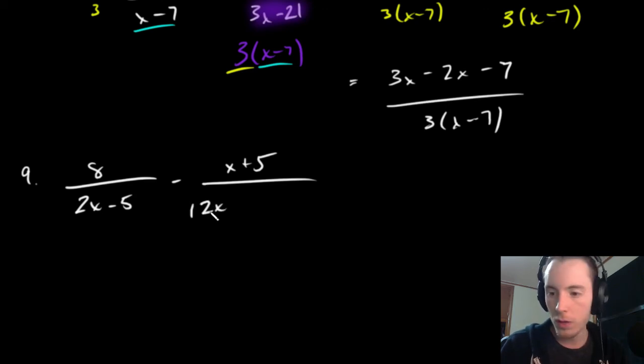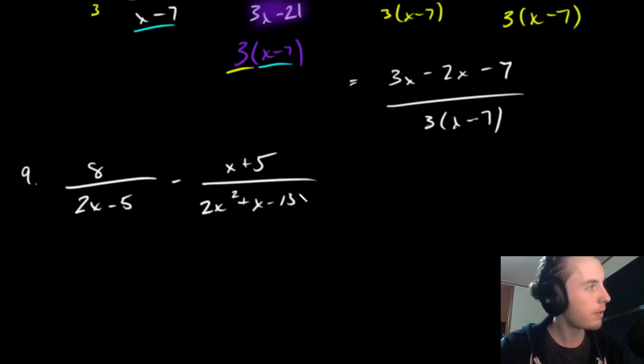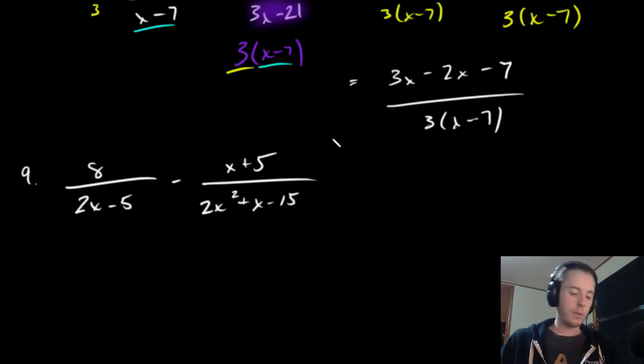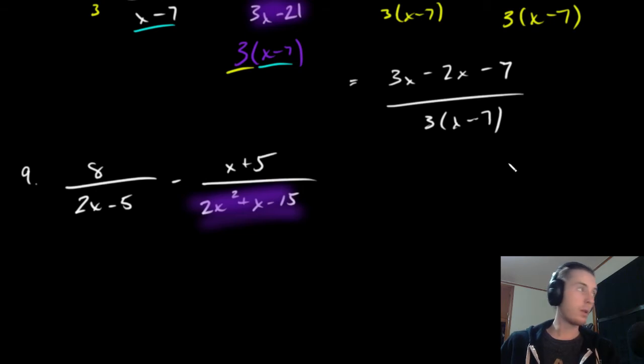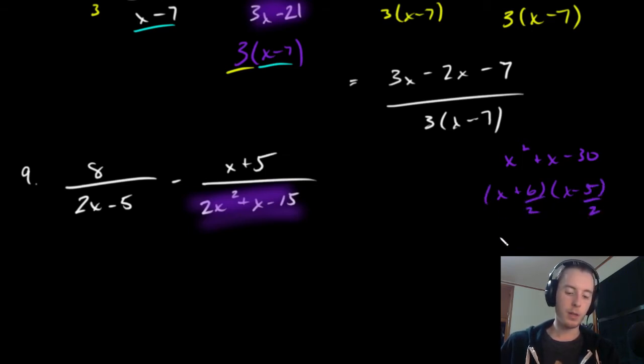Is it 12? No, what am I doing? It's 2x squared plus x minus 15. Okay, so factoring. This piece can factor, and it factors using slide and divide, I imagine. So starting to factor using slide and divide, you get x squared plus x minus 30, and then slide. So we slide, and now we factor. Then we divide, and then you simplify.